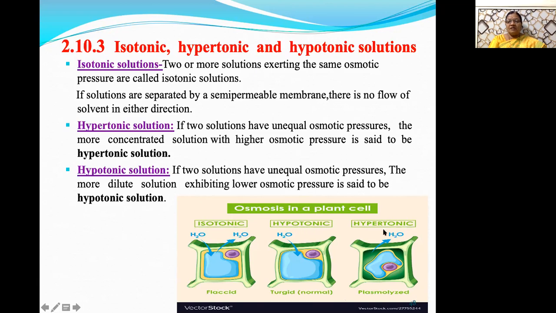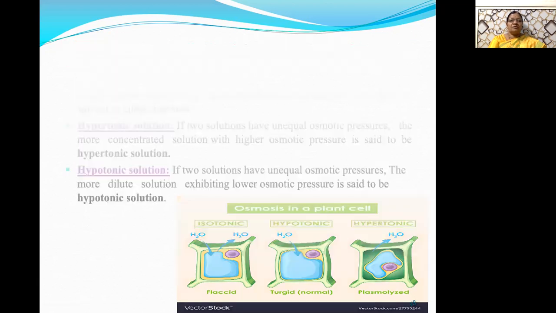And this one is the hypertonic situation, that is, the water, the solvent, from the plant cell goes out into the surrounding solution. This means the surrounding solution must be concentrated, that is hypertonic. Okay, this covers the concept of isotonic, hypertonic and hypotonic solutions.